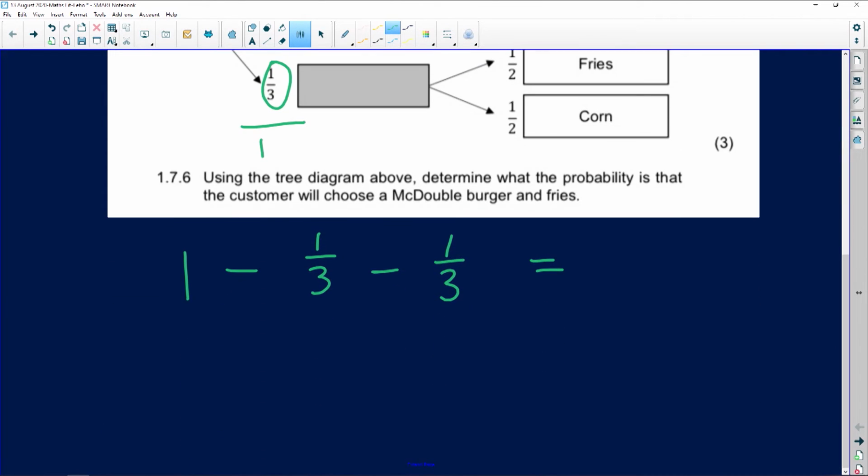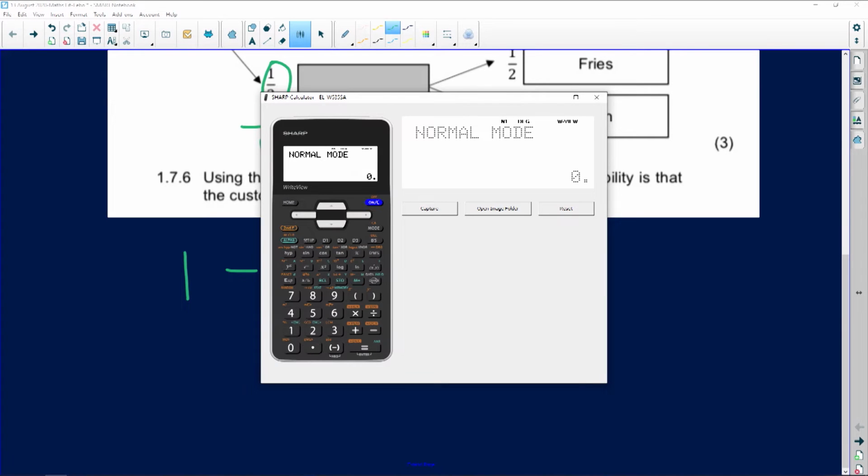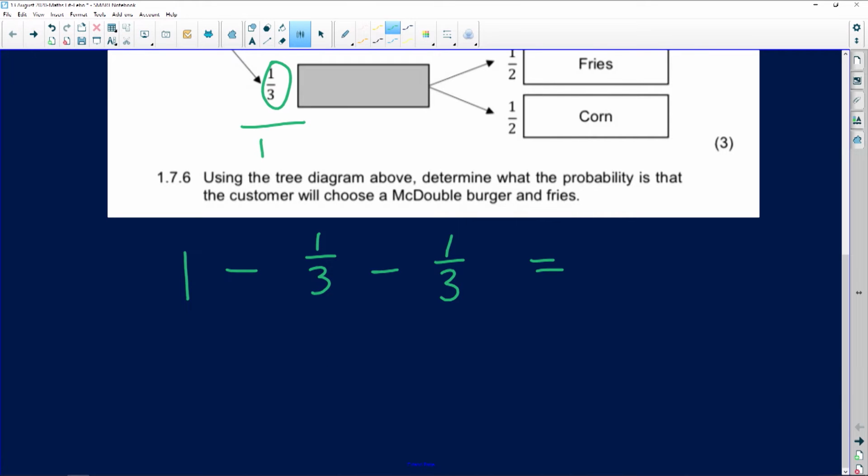What am I going to do now? I'm going to calculate that. So 1 minus, I can put it as a fraction so that it doesn't confuse me, minus another third. It's a fraction again, so do it like that so it doesn't confuse you. It means that the remainder is going to be 1 over 3. So the remainder is 1 over 3.